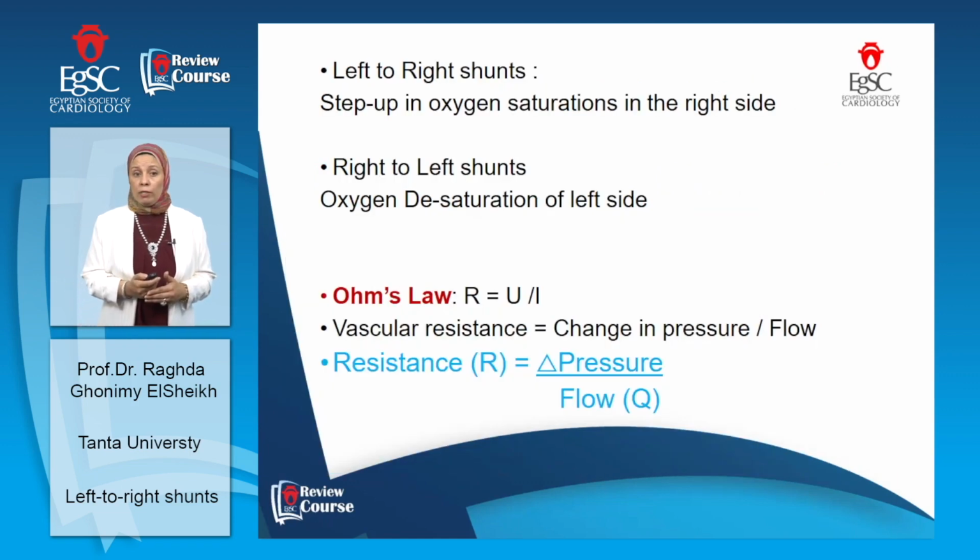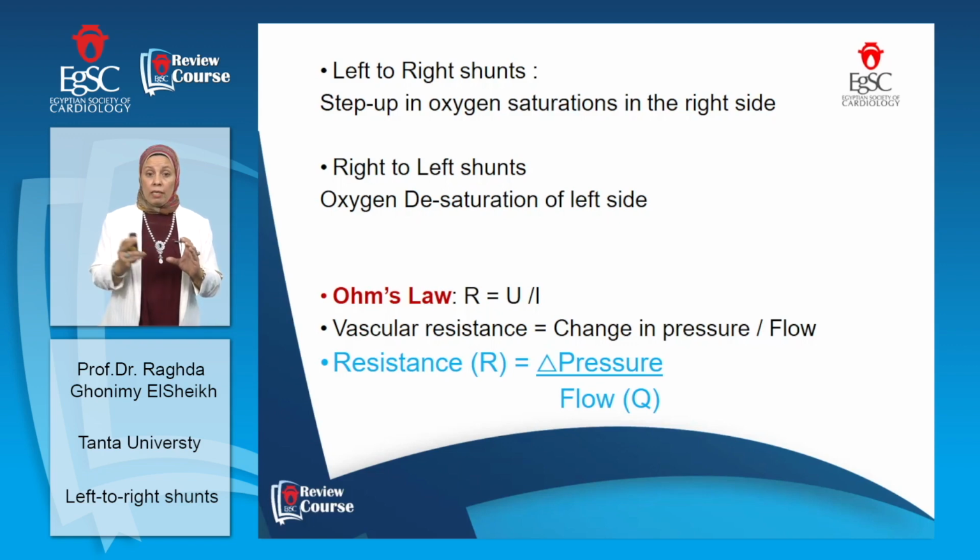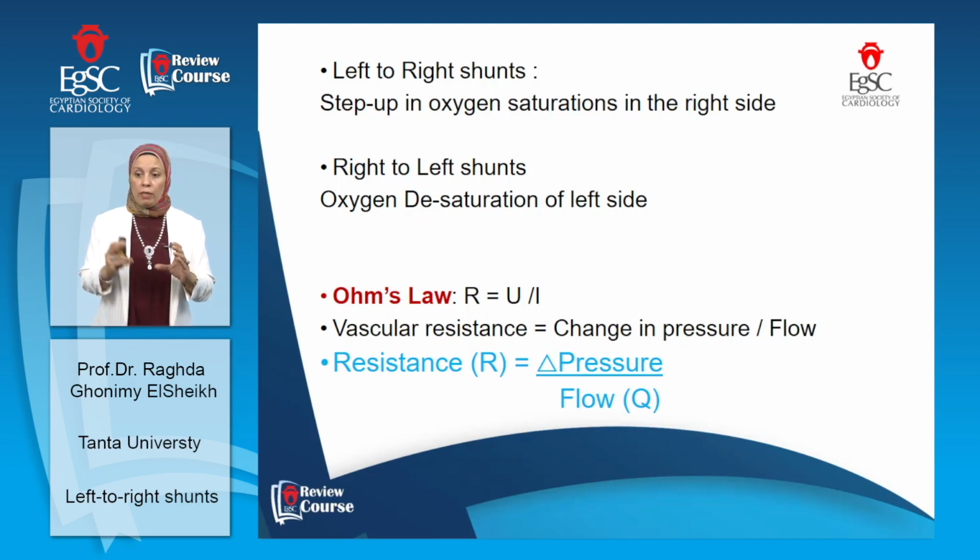So, in left to right shunt in the cath lab, we can appreciate oxygen step up at the site of shunt. We can find oxygen step up in the right atrium, so it is the atrial septal defect. If the step up of oxygen is found in the right ventricle, so it is the VSD, because the shunt here is at the level of the ventricle, and so on.